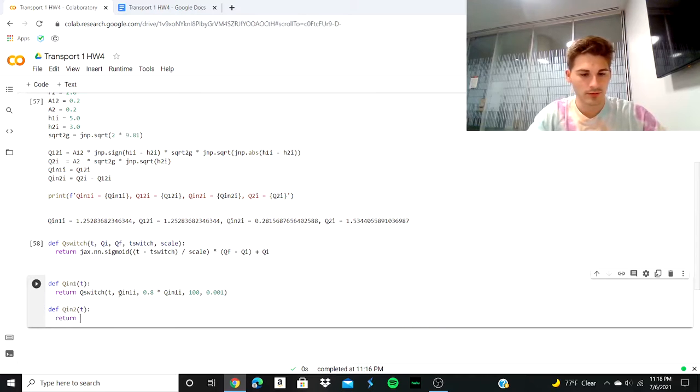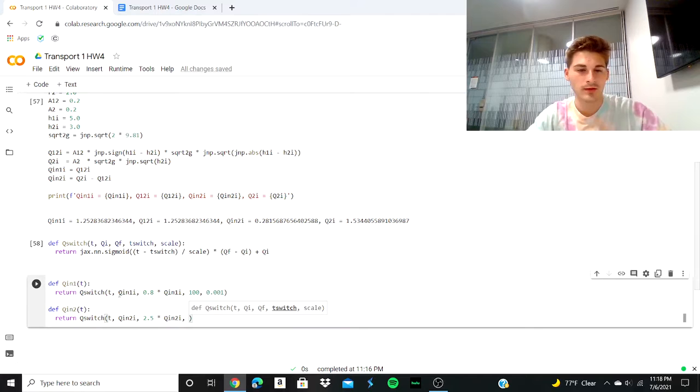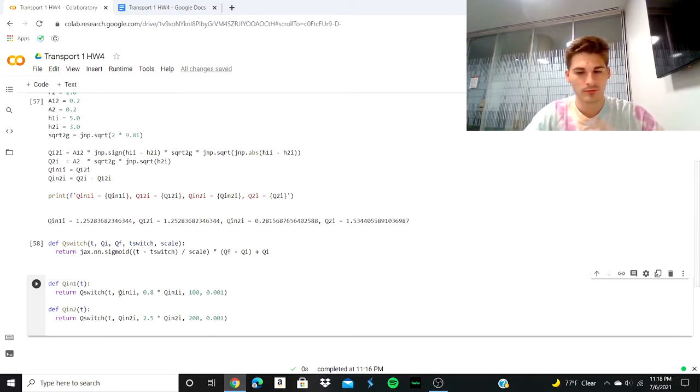So return our QSwitch, and then we need to give it a time, and then we'll make use of the known initial inlet flow to tank 2, and then we want it to be 250% of that initial value, so 2.5 times the initial flow into tank 2. And then we want this to occur at 200 seconds, once again the same scale.